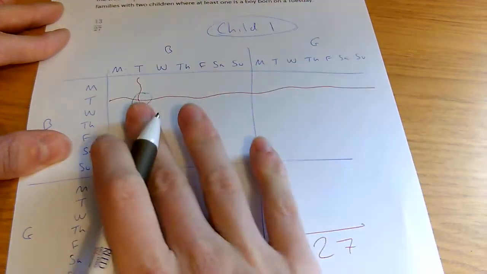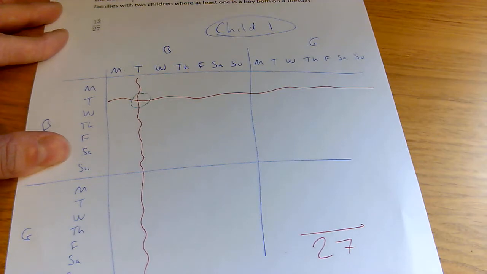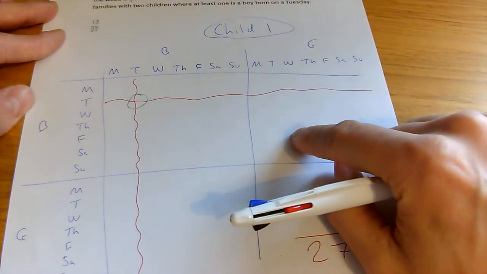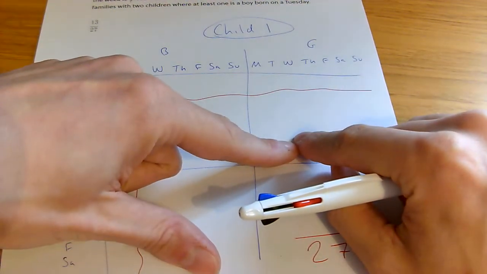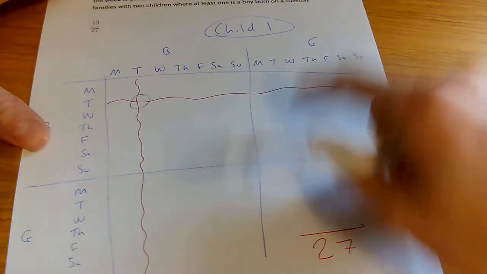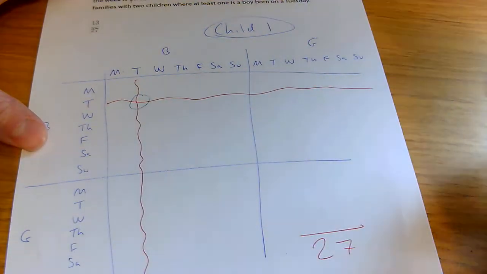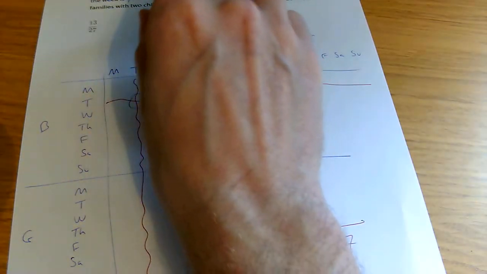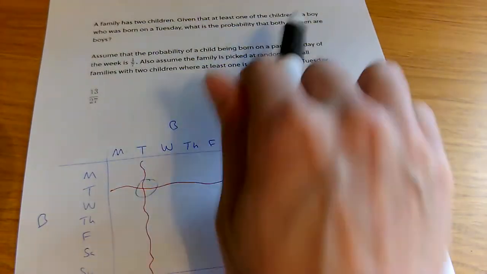Everything that I've not highlighted in red is now not allowed because it doesn't have a boy Tuesday. Like we can't pick this one because it's got boy Saturday and girl Wednesday. It's not allowed. We're meant to have at least one boy born on Tuesday. It says, what's the probability that both children are boys?